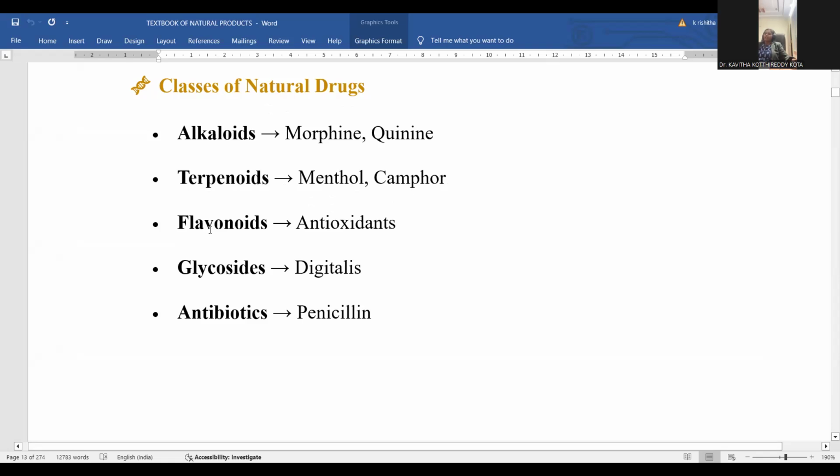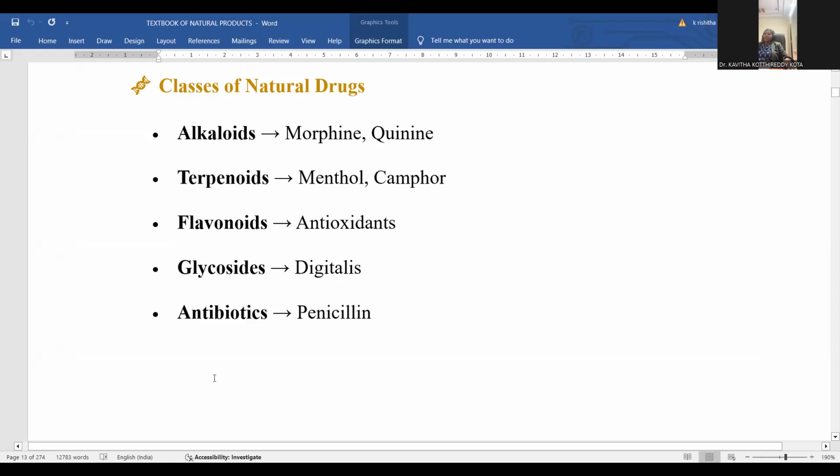Next is flavonoids. Flavonoids are nutritional components of natural products. They also have medicinal importance. They have antioxidant properties in general. Then glycosides. Glycosides are a kind of carbohydrate moiety with side chain substitution. Digitalis is a good example, which has the potential to cure cardiovascular diseases.